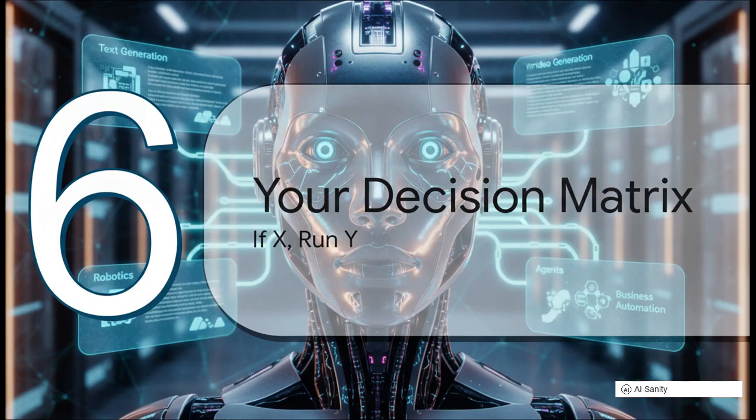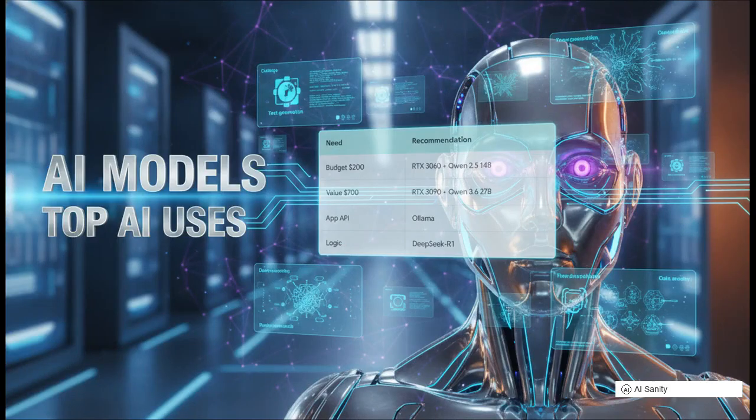If X, run Y. Let's summarize all of this into an exact blueprint. If you are on a tight $200 budget, grab a used RTX 3060 and run Qwen 2.5 14B. For the absolute best value, around $700, get that used RTX 3090 and pair it with Qwen 3.6 27B. If you are integrating AI directly into a developer app, use Ollama as your API backend. And if you're tackling extreme logic or software architecture, you're going to want to run DeepSeek R1.